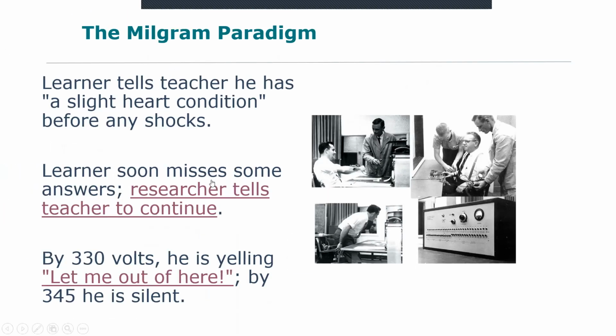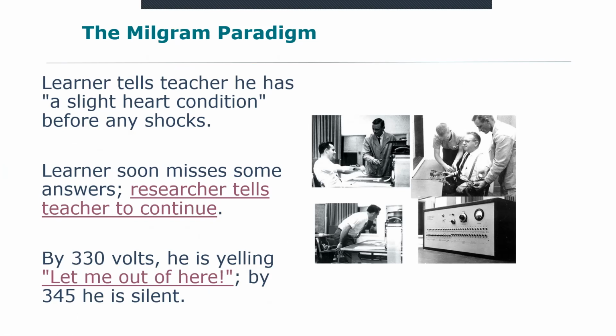After a while, they start the test, and the teacher gives the word pairs. The learner has to make their answer, and it's like a multiple choice. He has four switches. He has to pick number 1, 2, 3, or 4. So it's like a multiple choice test. And originally he's getting them right for a while, but then he starts to miss some of the answers, and the shocking begins.